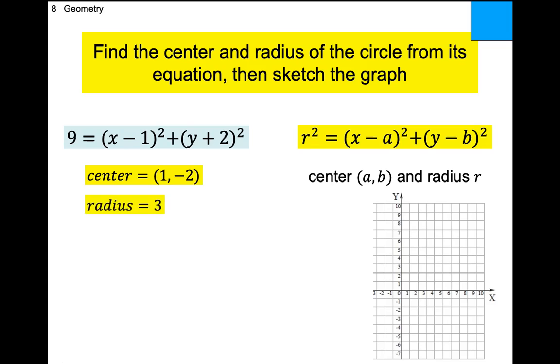1, -2, and the radius, where am I getting that from? A radius of 3, because it says 9 right there. Well, remember, that's what r squared is. So r would be the square root of 9. You catching on now? Pretty easy, right?